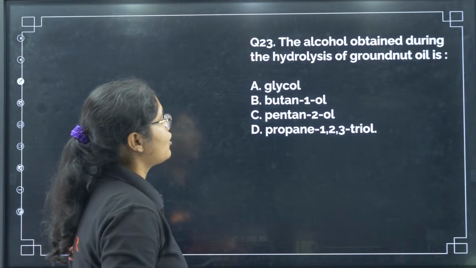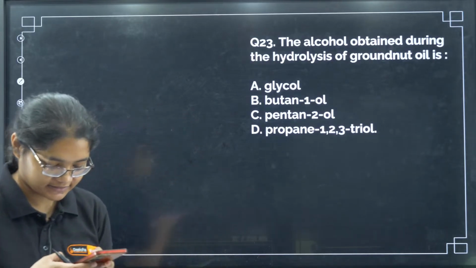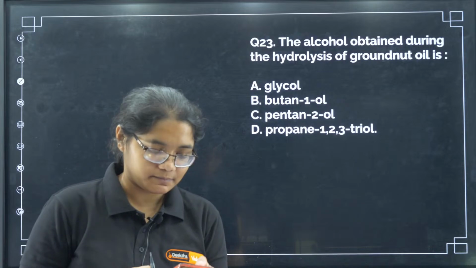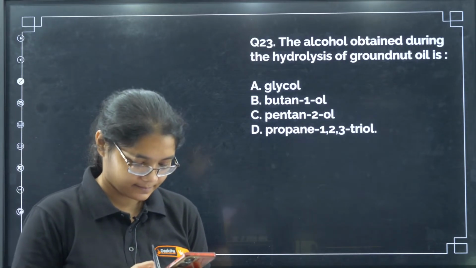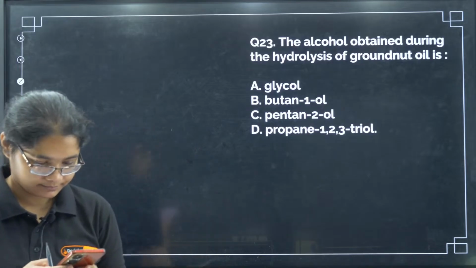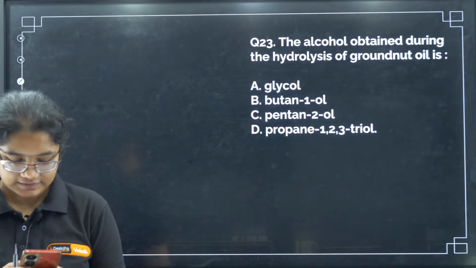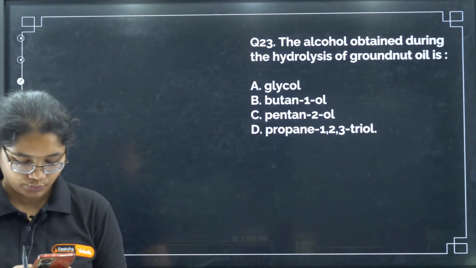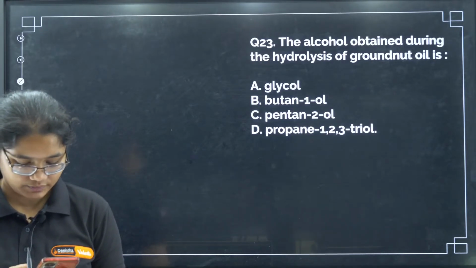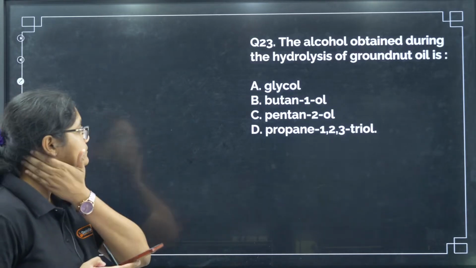Next, the alcohols obtained during the hydrolysis of groundnut oil. Okay, so please check this question. What will be the answer here? Yes, so think this one. This is like pretty a guess based question. Okay, so let's see whether we can do this or not. Yes, anyone?